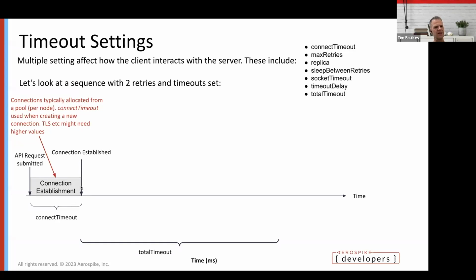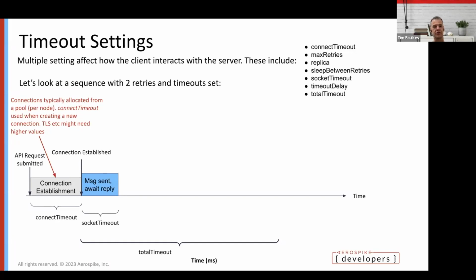So I've now got my connection, be it from the connection pool or because I established a new one. What I want to do now is put my API call on the wire. I wait for a reply, and the time I wait for that reply is your socket timeout. Each one of these things that I put on the wire, I'm going to wait socket timeout. And if I get a response in that time, great, I'm done. I finished that API call.